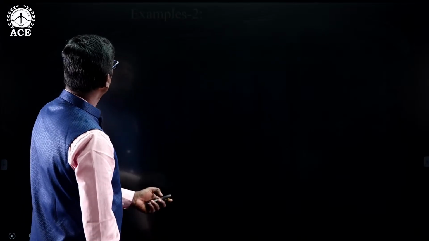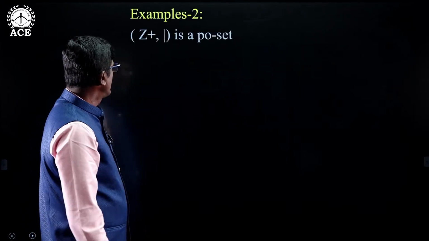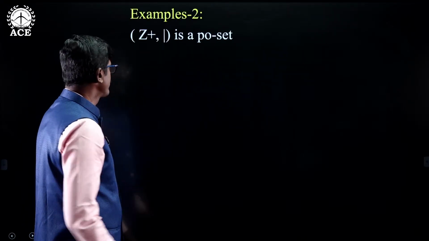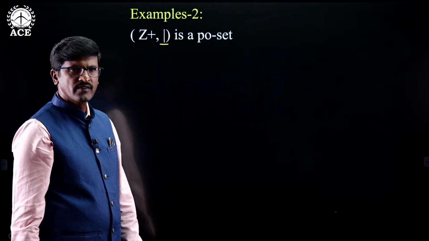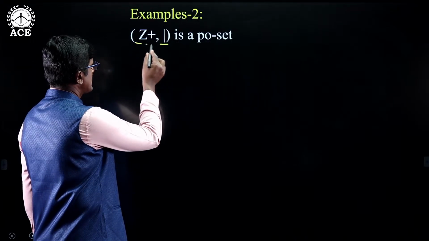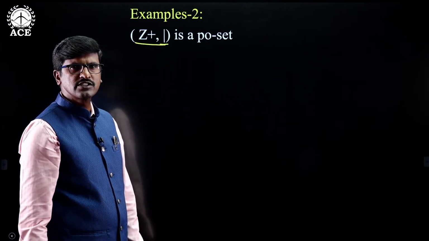I will explain one more example, that is, Z plus, divisibility. This is the symbol which we use for divisibility, and this is Z plus, the set of all positive integers.